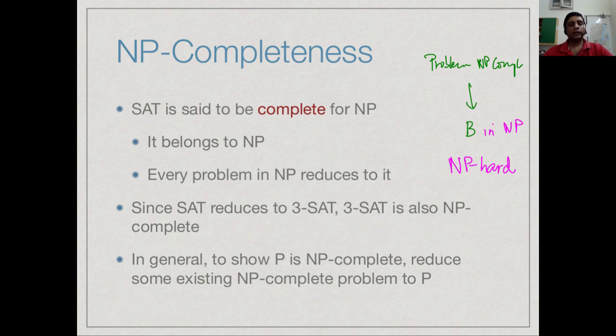So NP hard says that every problem reduces to it, but you are not sure whether or not it belongs to NP. You don't have a checking algorithm for it. There are a few problems like this for which the checking algorithm is not easy to describe, but you can certainly show a reduction. But otherwise, if you can do both, you can find a checking algorithm, and you have found some NP complete problem which reduces to it, then it is also NP complete.